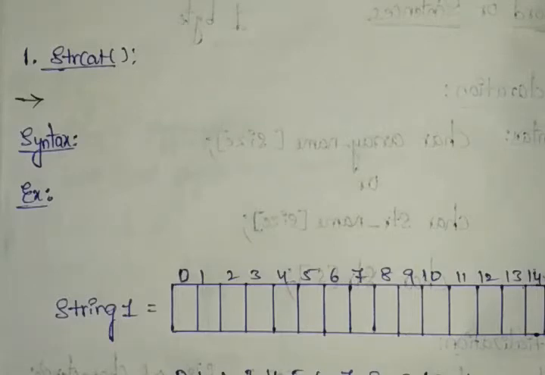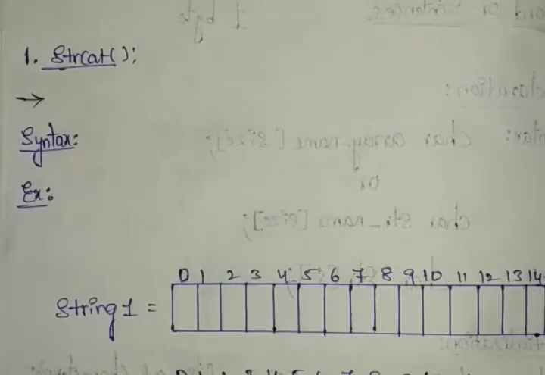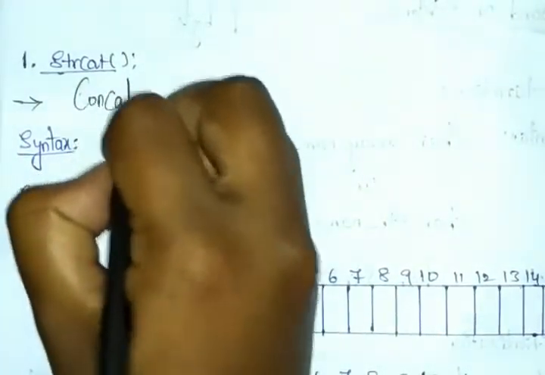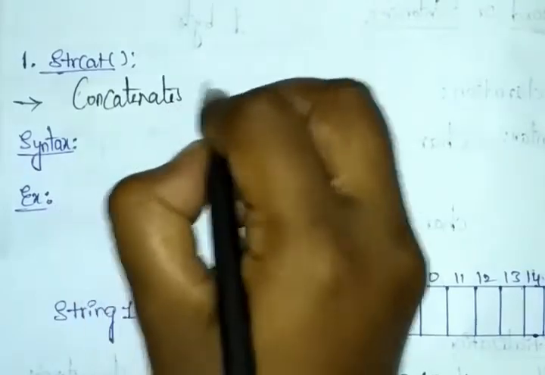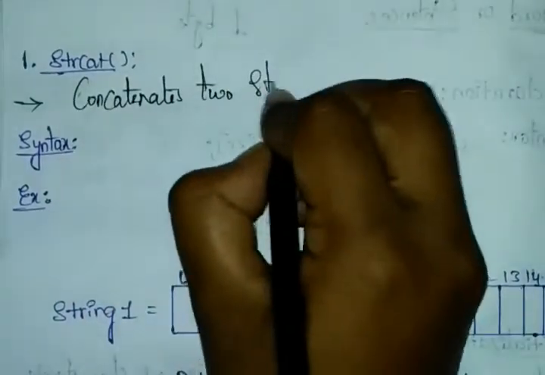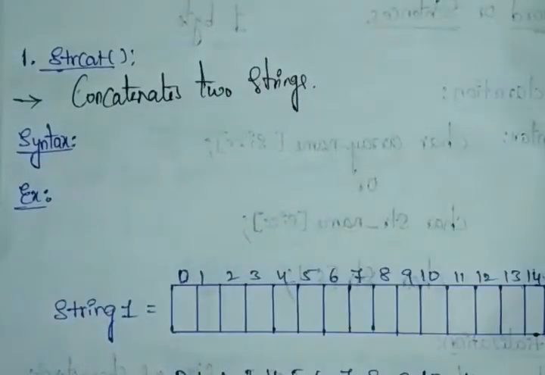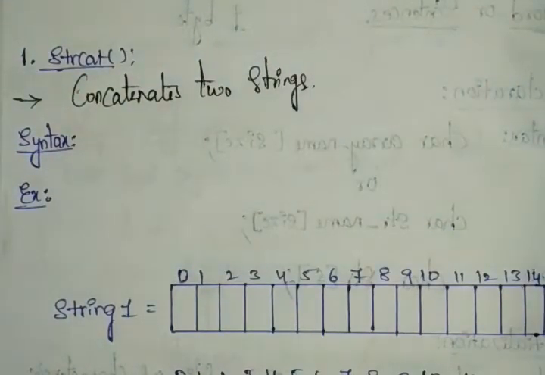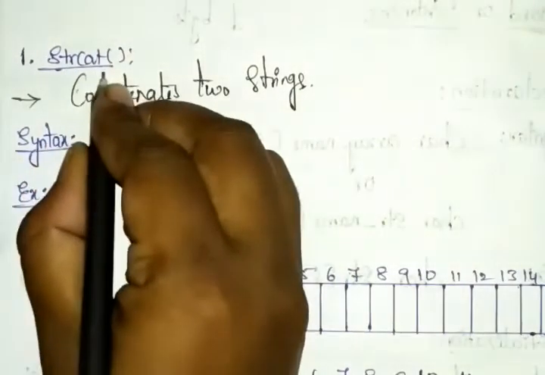So this concatenation adds two strings. Normally, just as you add variables using addition, like a plus b, in the same way here you are adding our strings. So strcat concatenates the two strings. If you have any two strings, they will be added into one word. If you need to perform this, you need to follow the syntax for this.